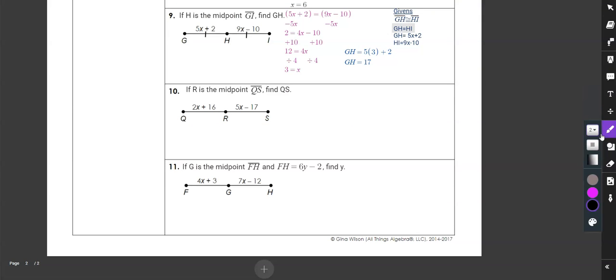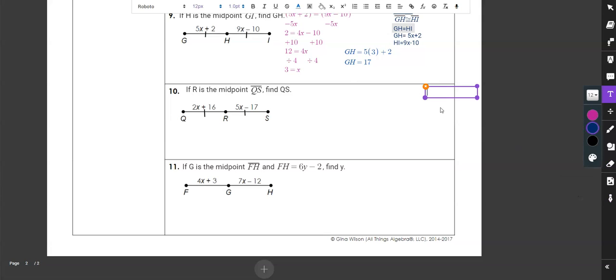Number 10. It says that R is the midpoint of segment QS, and it wants us to find the length of segment QS. So first off, we will need to mark our congruent tick marks. We're going to make our list of givens, just like we always do. Always list your givens. It will help. And so we are given that R is the midpoint of QS.